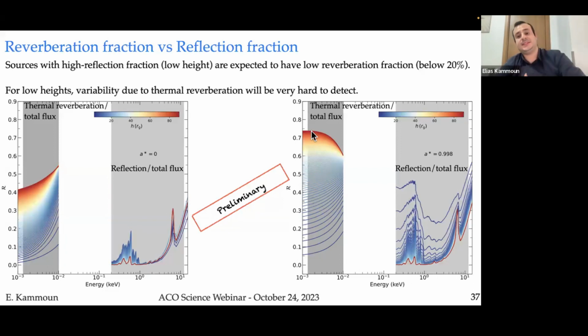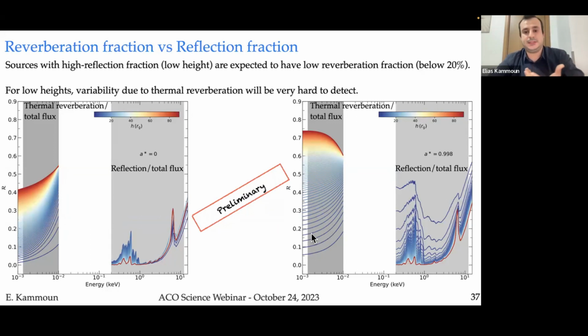while the opposite happens for the reflection fraction. So as we go to larger height, the reflection fraction goes down. These are sources that are reflection dominated, Iris and 1H and Markarian. So practically, we believe that we are in that regime of very high reflection fraction. So in the optical UV, we have a very low thermal reverberation fraction.